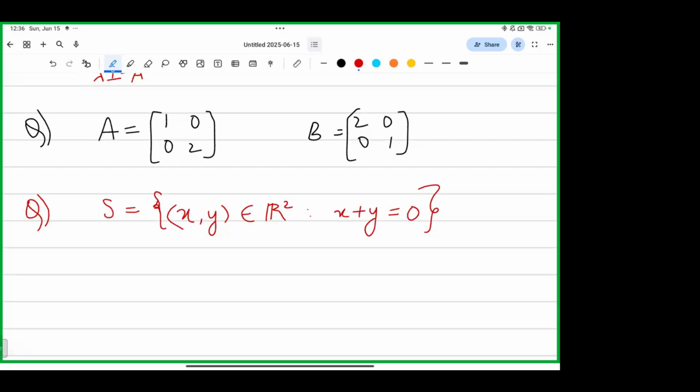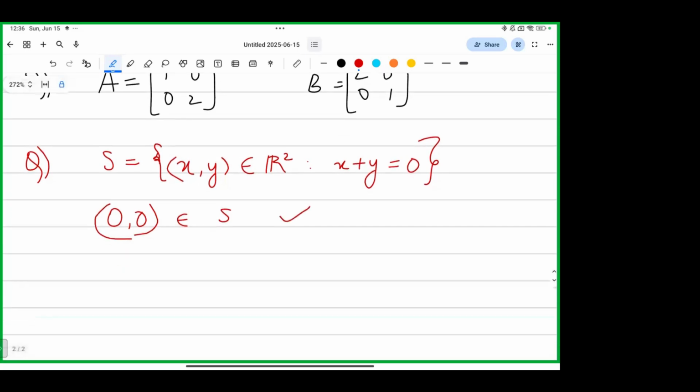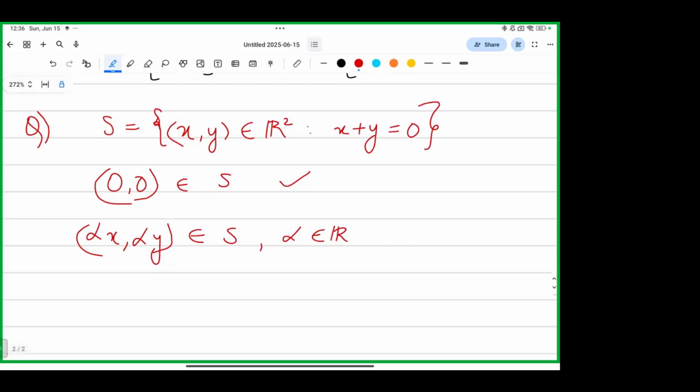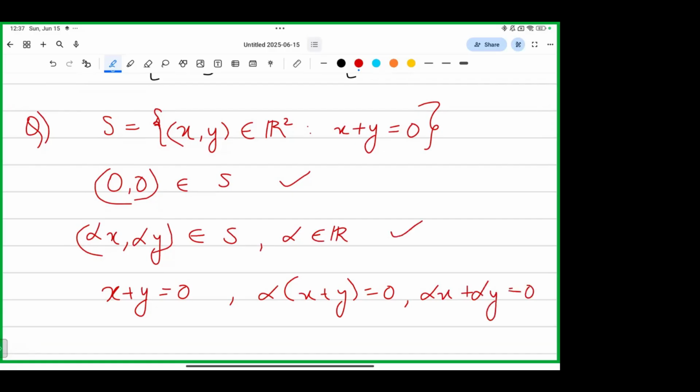For a subspace, we can check three properties. First, whether (0, 0) belongs to S, and this property is fine with this set. Second, if (alpha x, alpha y) belongs to S, where alpha is any real number. If x plus y equals 0, then multiplying both sides by alpha, alpha x plus alpha y is also equal to 0. So this property is also fine.